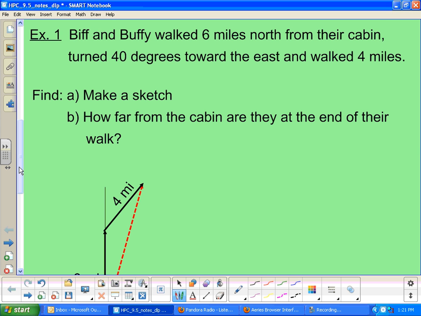So on these problems, the hardest part, for some of us, is going to be the sketch. But it's the most important part. So I have helped you with this one. We're going to talk about our walk.